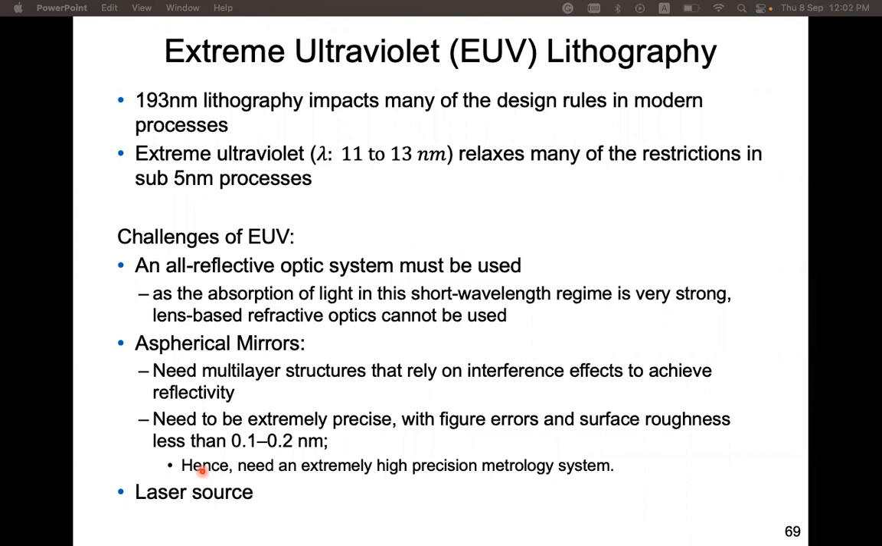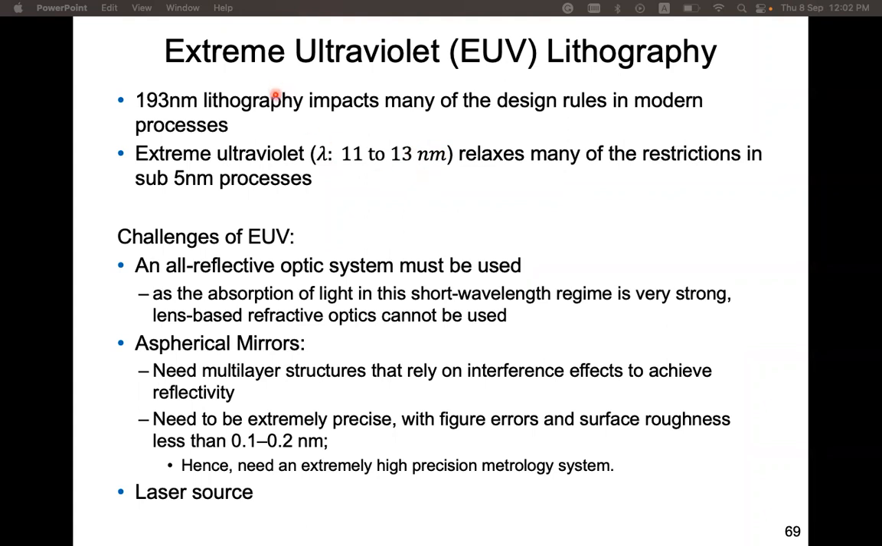The DUV can manage down to 7 nanometer fabrication. The newer generation has to rely on a shorter wavelength light source. It is the so-called EUV system, extreme ultraviolet lithography system. It refers to a light wavelength of 11 nanometer to 13 nanometer. And there are good light sources that can generate this EUV.